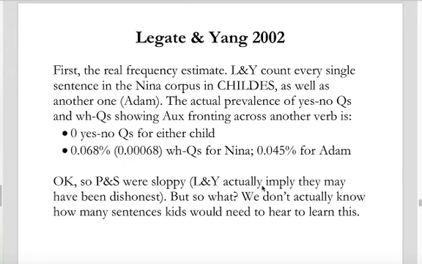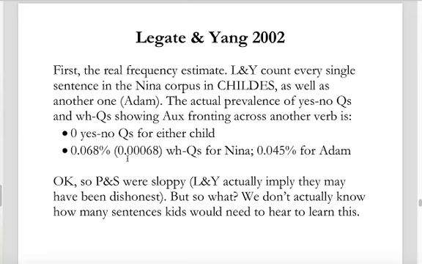Okay, well, so whatever. So they're actually rarer than we thought, and maybe Pullum and Scholz were being sloppy, and actually Legate and Yang imply that they were being dishonest by cherry picking the most useful tracks out of the corpus, but whatever, so what? So they're very low frequency. That doesn't mean kids can't learn from these frequencies.